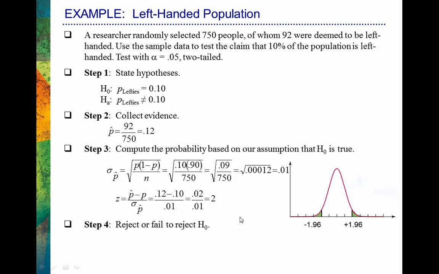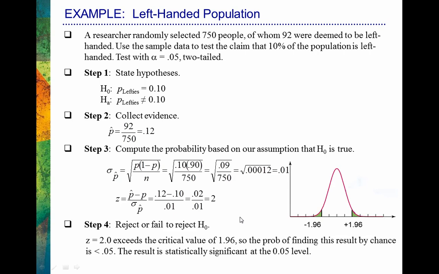Let's formalize that in step 4. Z equals 2 exceeds that critical value of 1.96. So the probability of finding this result by chance is less than 0.05. So we have effectively ruled out chance. The result is statistically significant at the 0.05 level.